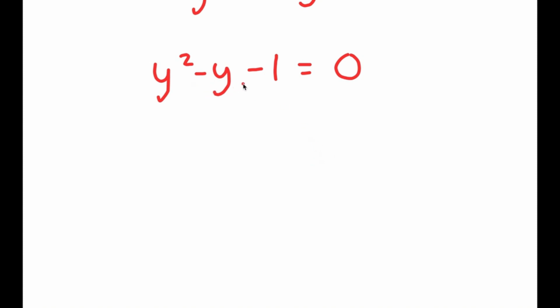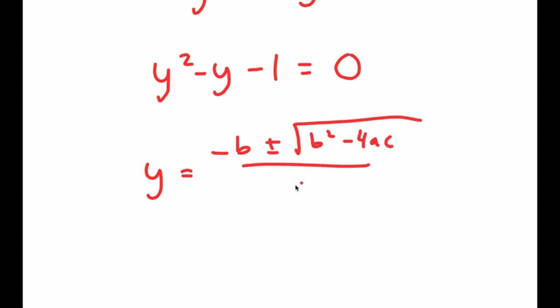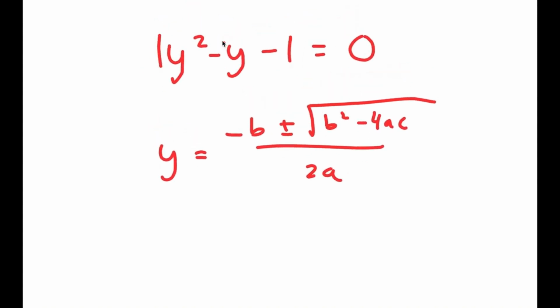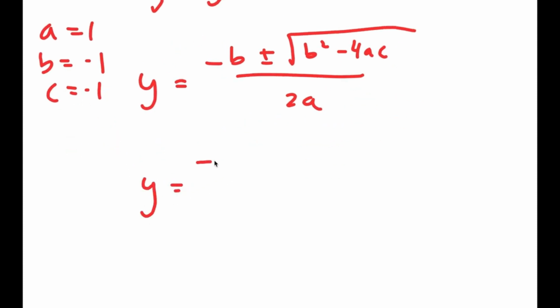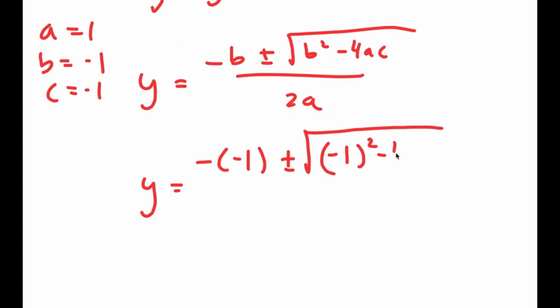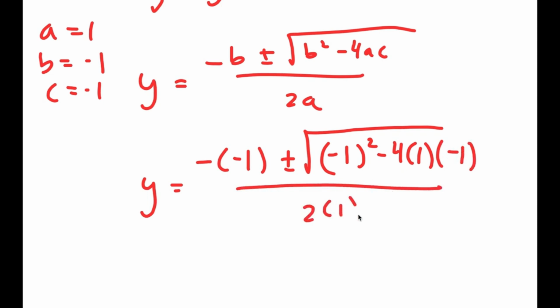Now, what we have here is a quadratic equation. And to solve this, I'm going to be using the quadratic formula, which is negative b plus or minus the square root of b squared minus 4ac all over 2a. So in this case, I'm going to look at the coefficients. A is 1, b is negative 1, and c is negative 1. So I get y equals negative of negative 1 plus or minus the square root of negative 1 squared minus 4 times 1 times negative 1 all over 2 times 1.